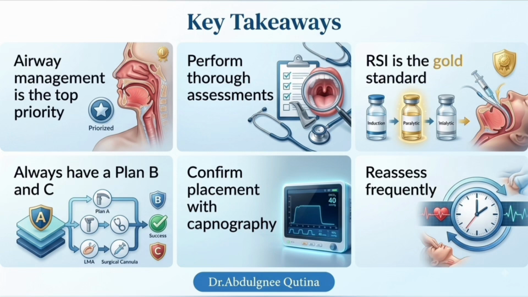The airway is always priority 1. Assess anatomy and physiology thoroughly. Use RSI as your gold standard. Never start without a plan B and C for a failed airway. Always confirm with capnography, and reassess constantly.